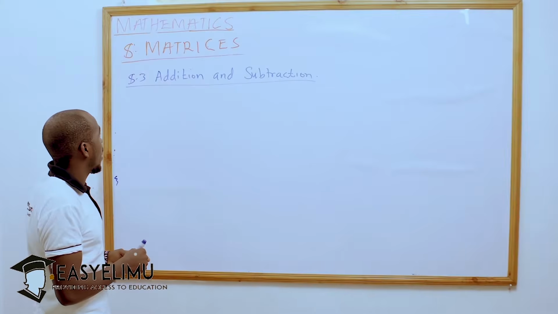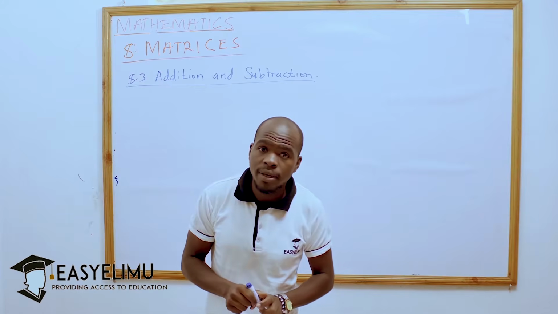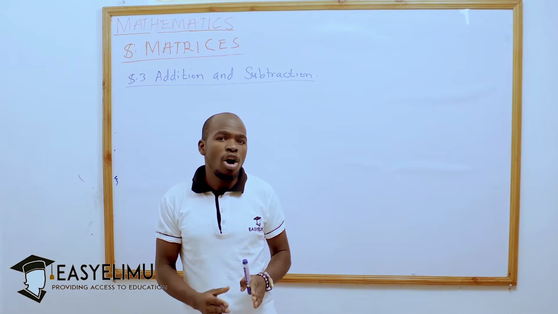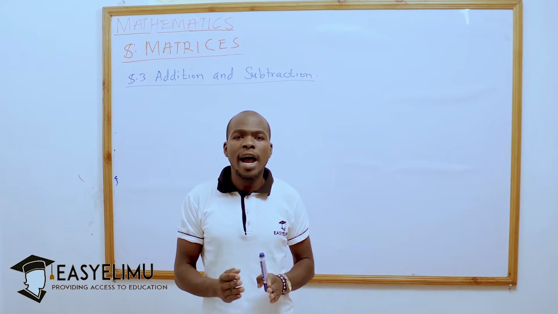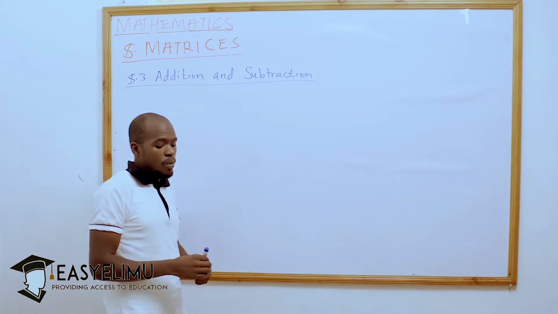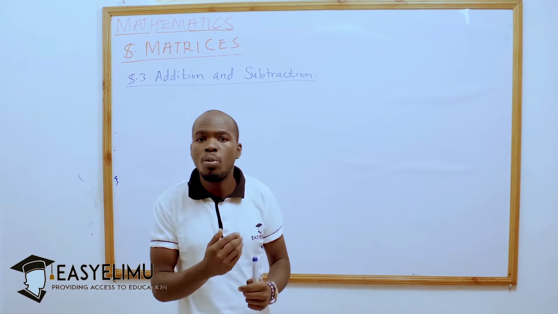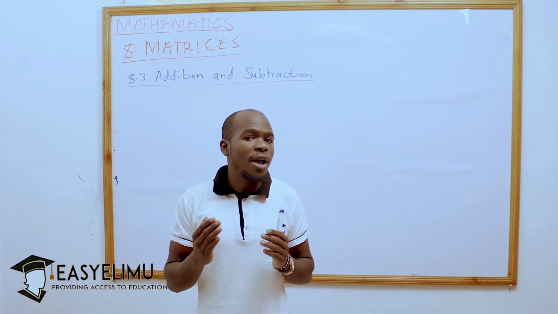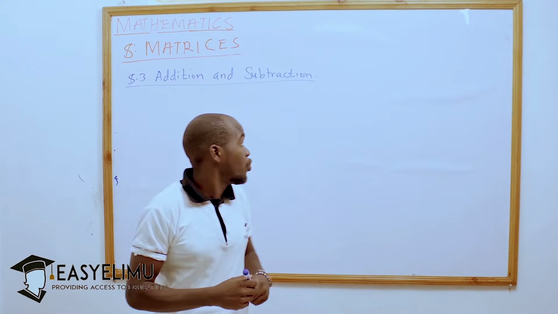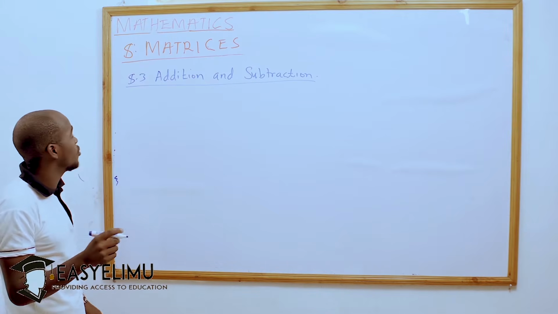Now let's see addition and subtraction of matrices. We can see that matrices can be added or subtracted only if they are of the same order. With that, we can add or subtract two or more matrices so long as they are of the same order. And in addition and subtraction of given matrices, we do it by summing their corresponding values.